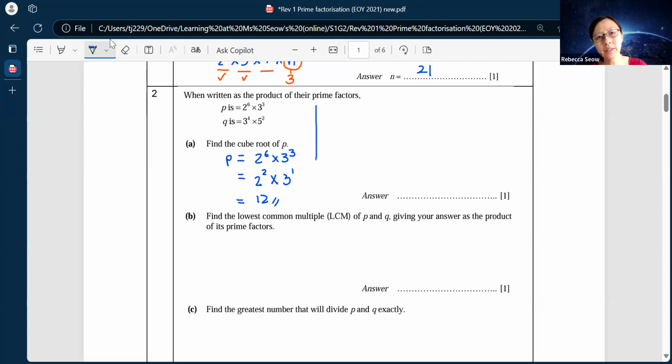Now, alternatively, we could do it another way. Since we know that p is 2 to the power of 6 multiplied by 3 to the power of 3, in order to find the cube root of p, let me just put this one down. We want to find the cube root of p. Let's write 2 to the power of 6 and 3 to the power of 3 in terms of a cube number.